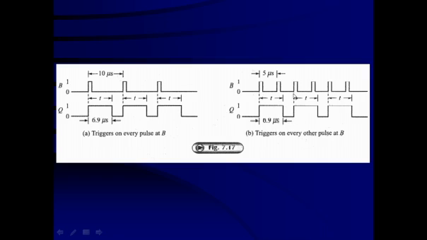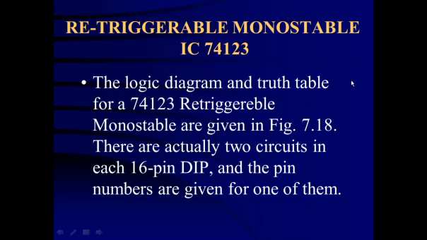So when the third clock pulse arrives, the positive transition takes place, it will be triggered again and then time out. So it is not triggered at every trigger pulse, but for the first clock pulse, then the third clock pulse, then the fifth clock pulse, and so on. This way the waveform is obtained.